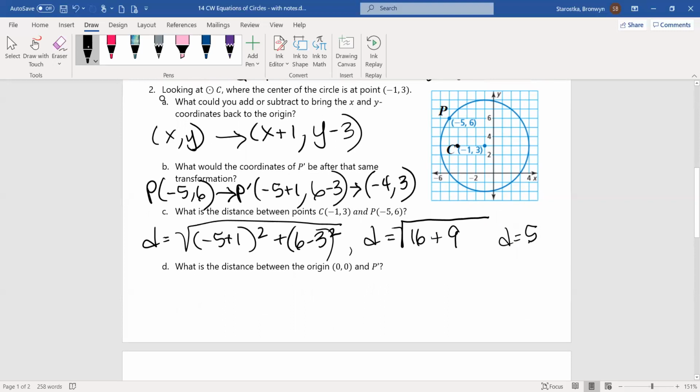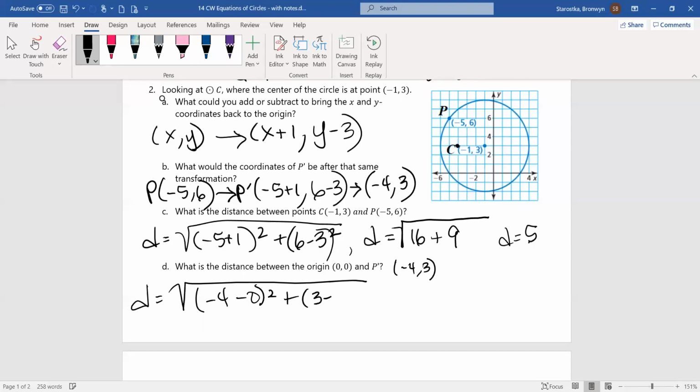Well, let's do that one. P prime is negative 4 and 3. Let's write that here. Negative 4 and 3. So we want negative 4 minus 0 squared plus 3 minus 0 squared. Well, looky there. That distance is also 5.